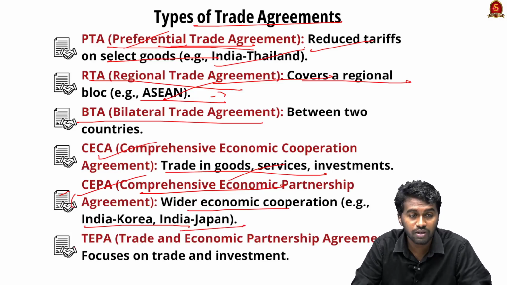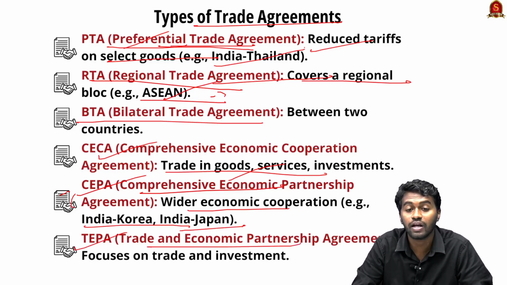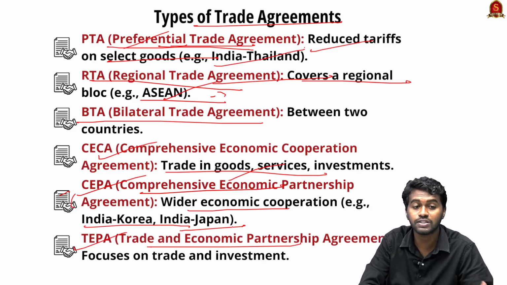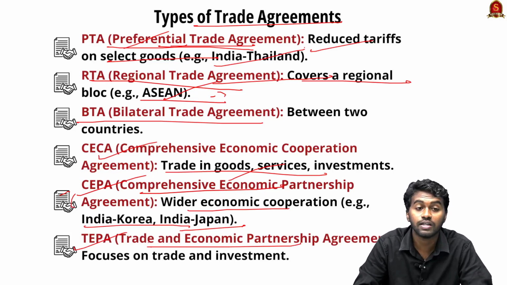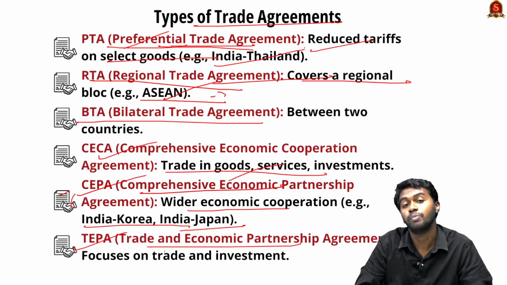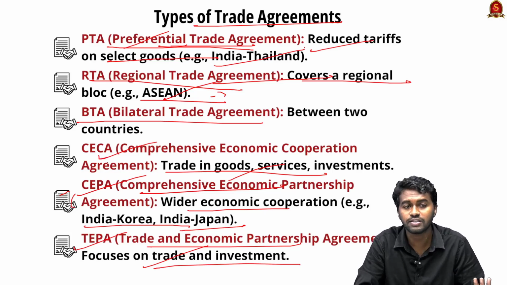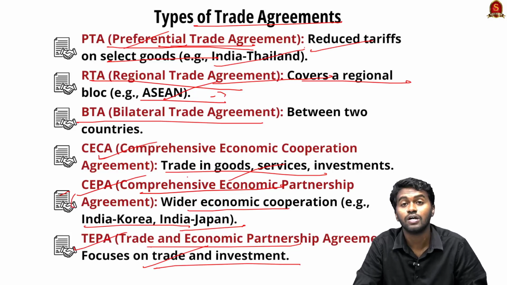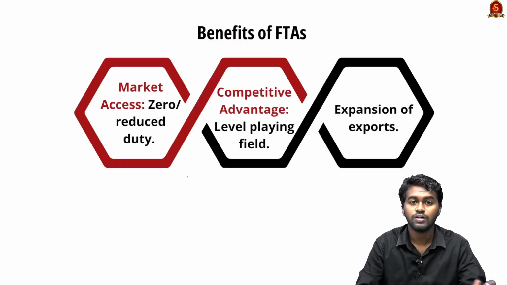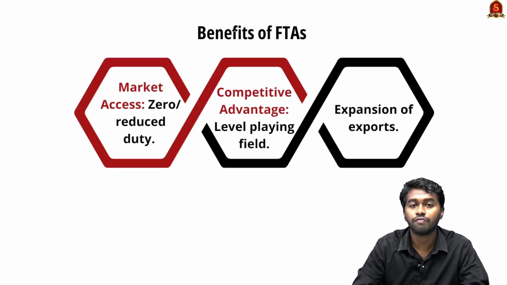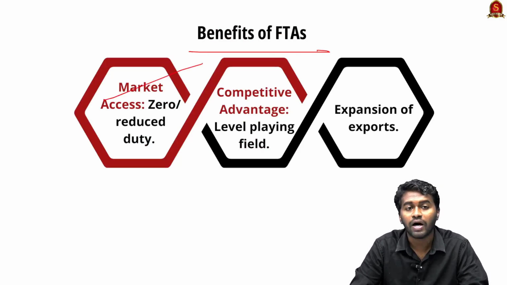And next we have the TEPA, that is Trade and Economic Partnership Agreement. The scope of this TEPA is much wider than the CECA and the CEPA. So it is also focusing on facilitating trade and investment. So almost the three agreements, that is CECA, CEPA and TEPA, they are the same, but the scope is wider. That's the only difference. So coming to the benefits of the free trade agreements, first is the market access.